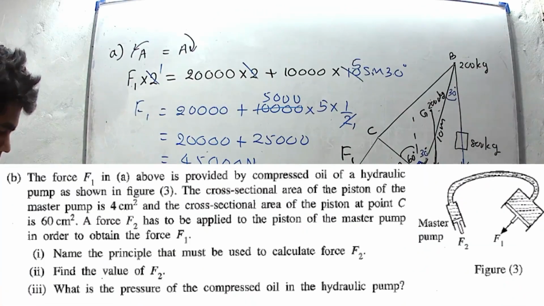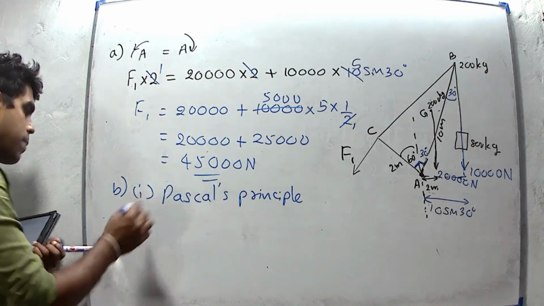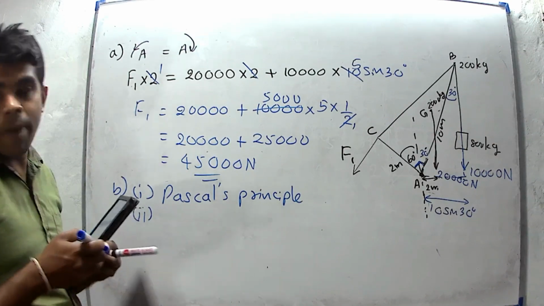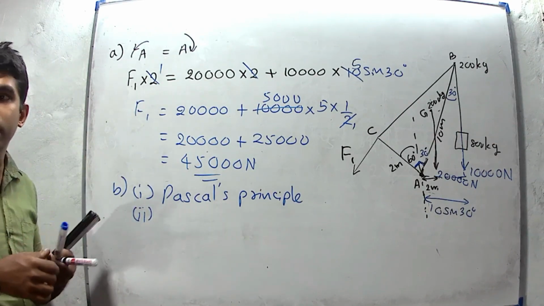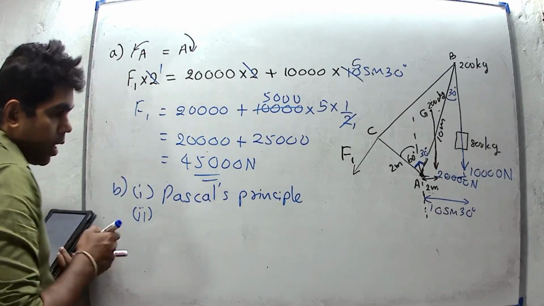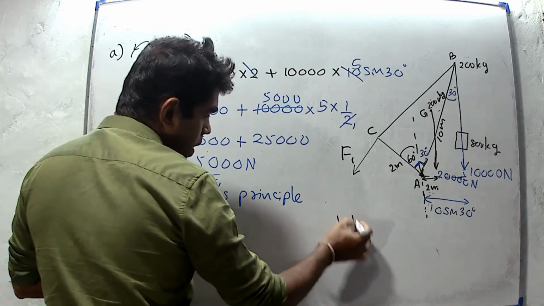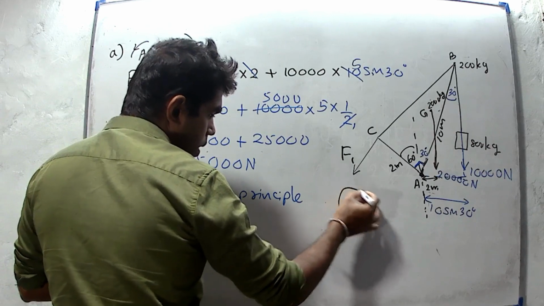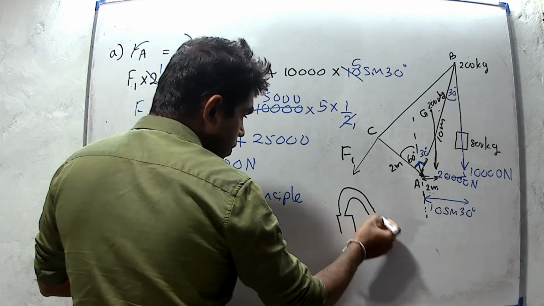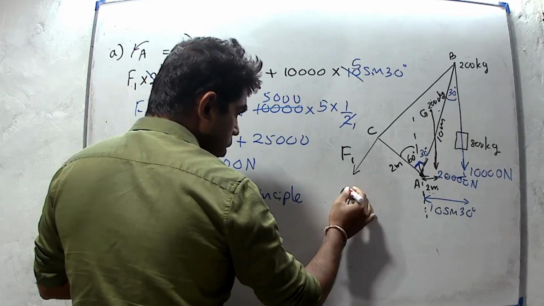Part 2, find the value of F2. When using Pascal's principle, the pressure at the same height in the same liquid is constant. Then we can write, I will draw a rough sketch. The master pump is like this, and there is a tube between two pumps.